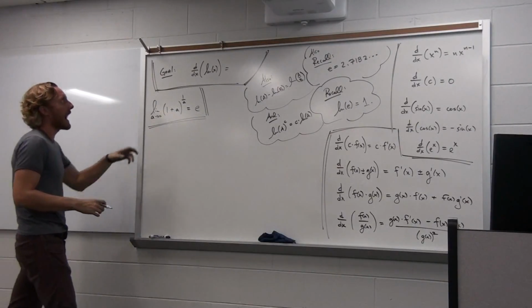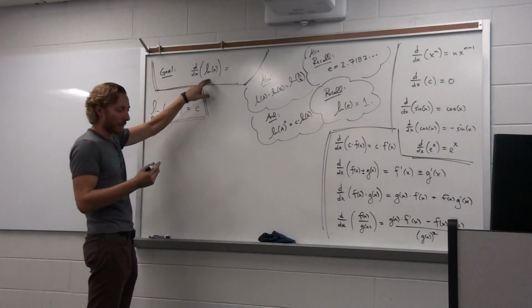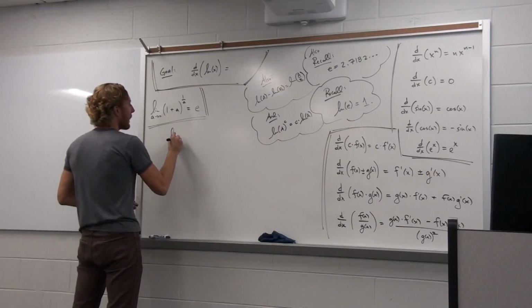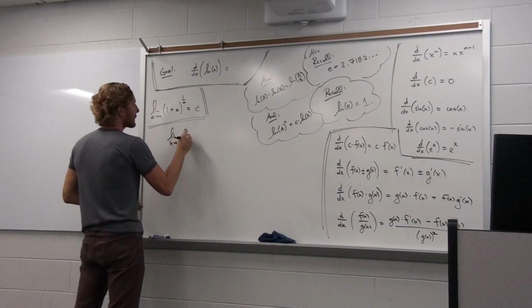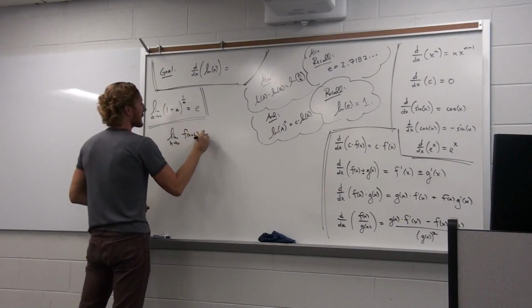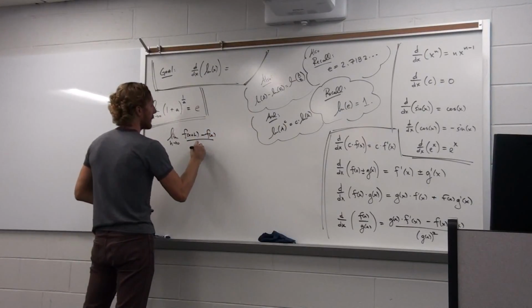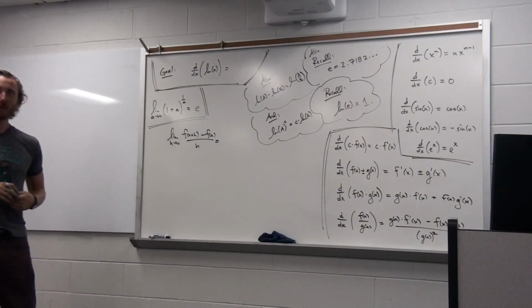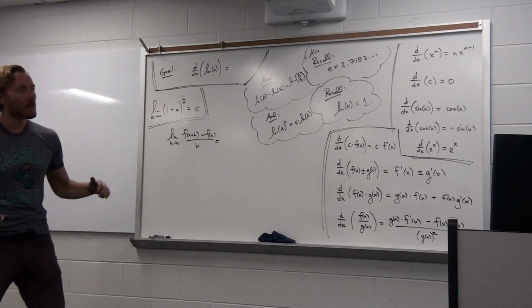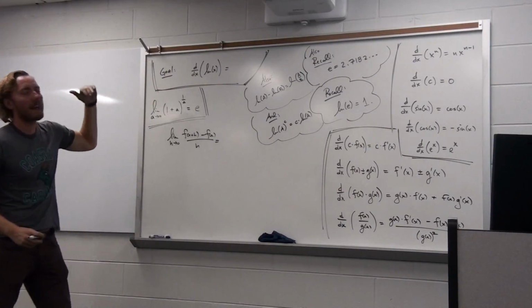Okay, so how are we going to actually compute this derivative? As we always do, limit as h approaches 0 of f of x plus h minus f of x over h. How is that going to look in this case? Our function of interest is ln x.